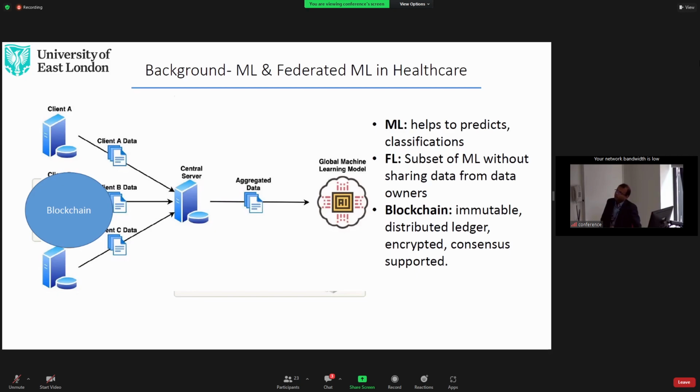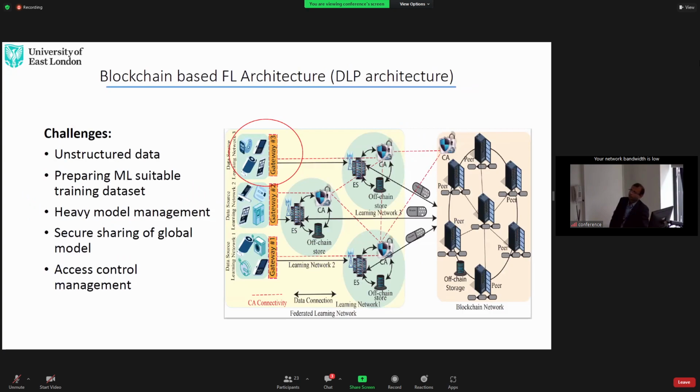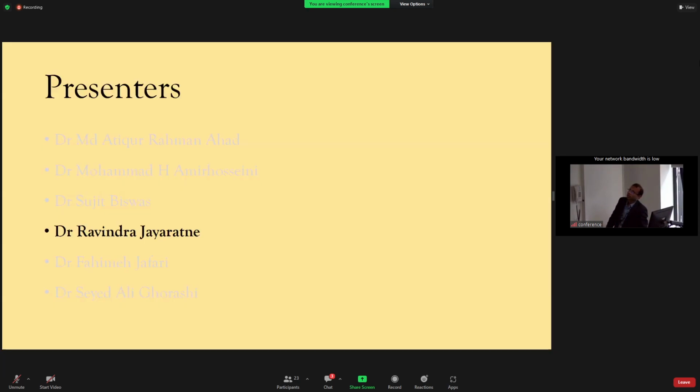So the intention of this project is how we can remove this centralized server and make a collaboration with different organizations and create collaborative learning.